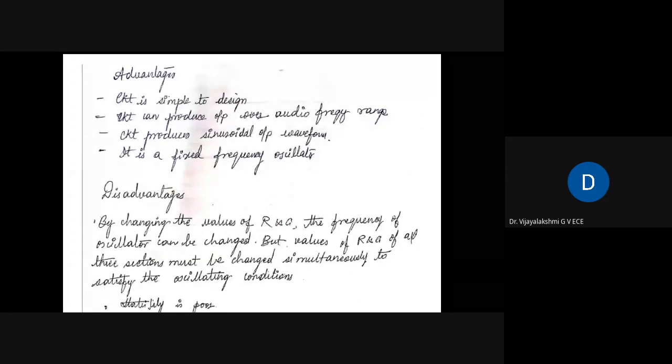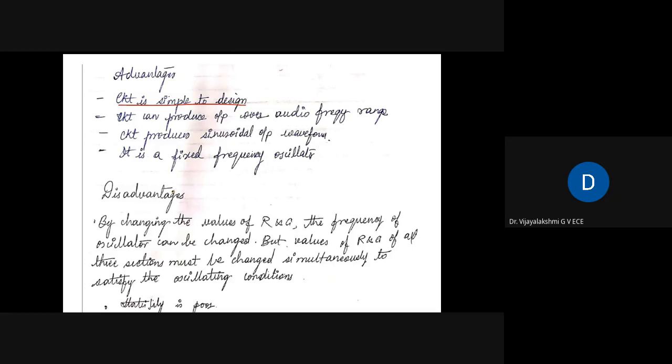Now coming to the advantages of going for an RC phase shift oscillator. Because it's a very basic oscillator, the circuit is very simple to design. It has only an amplifier working in inverting configuration and the feedback which has R and C components. It can produce output over the audio frequency range, and it produces a sinusoidal output waveform.